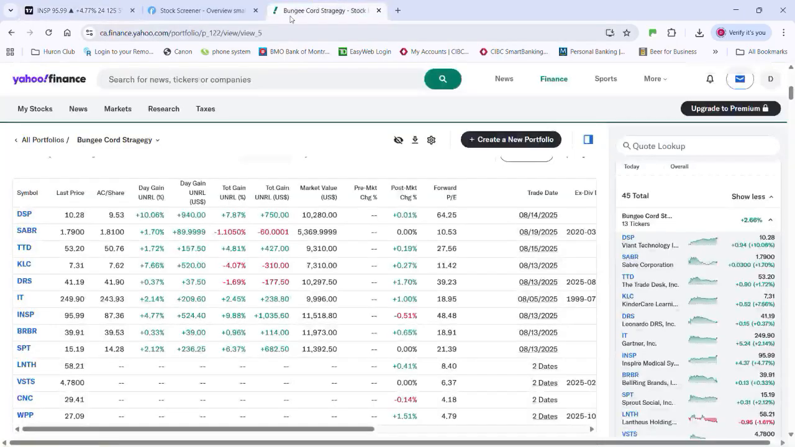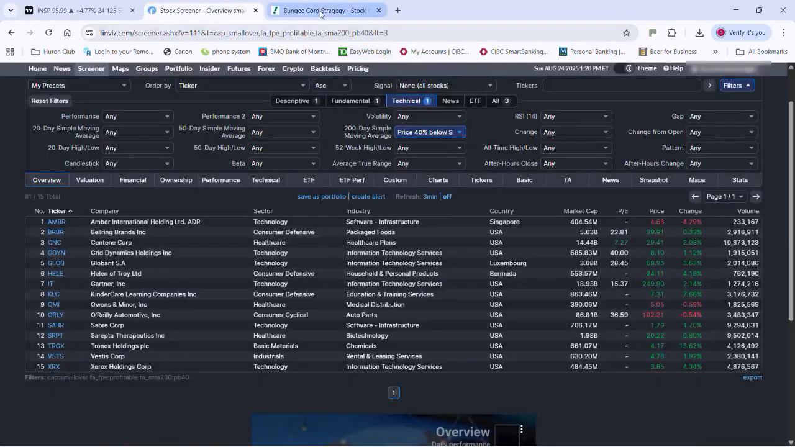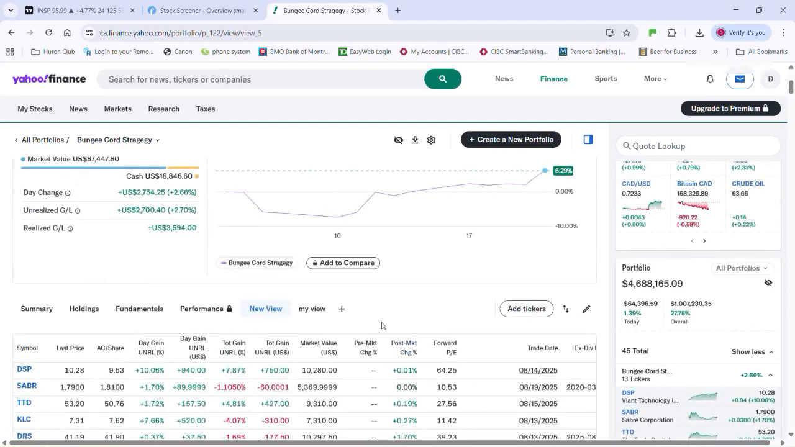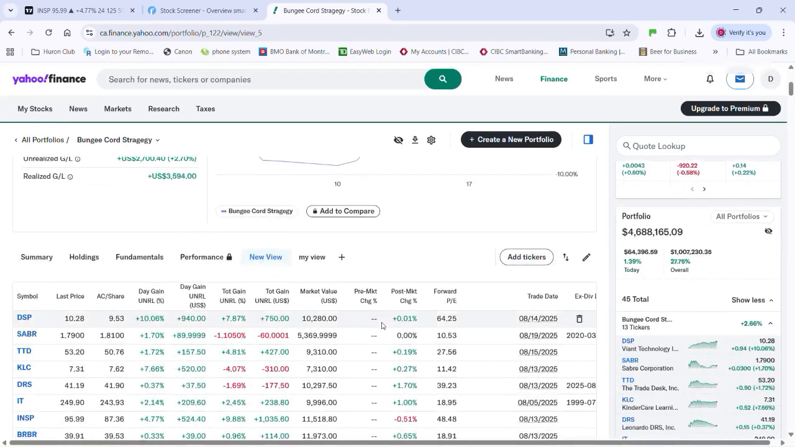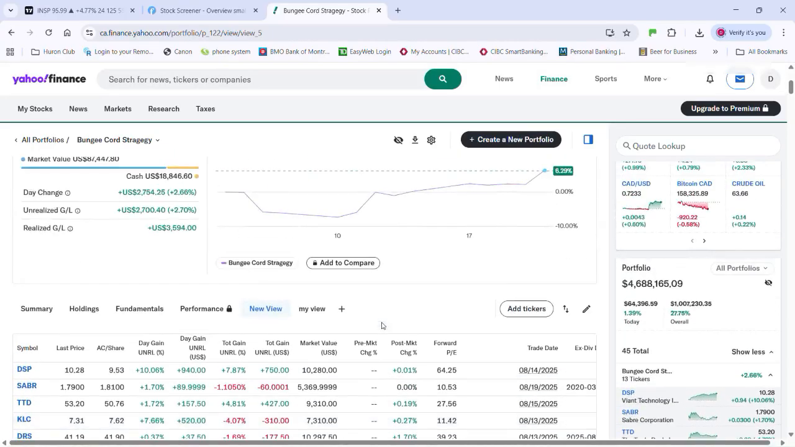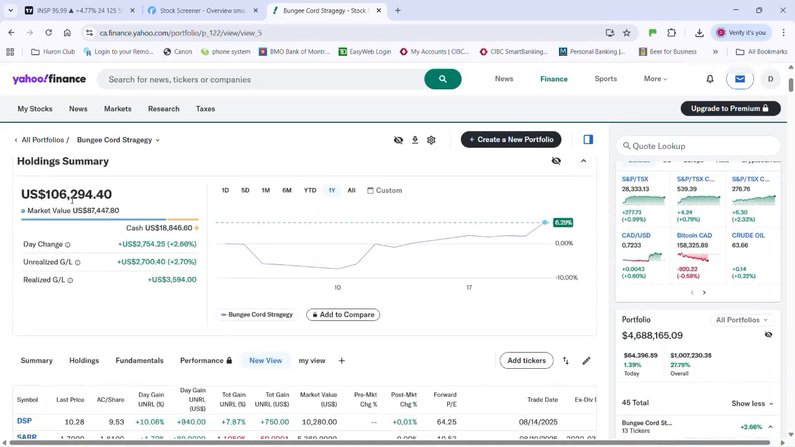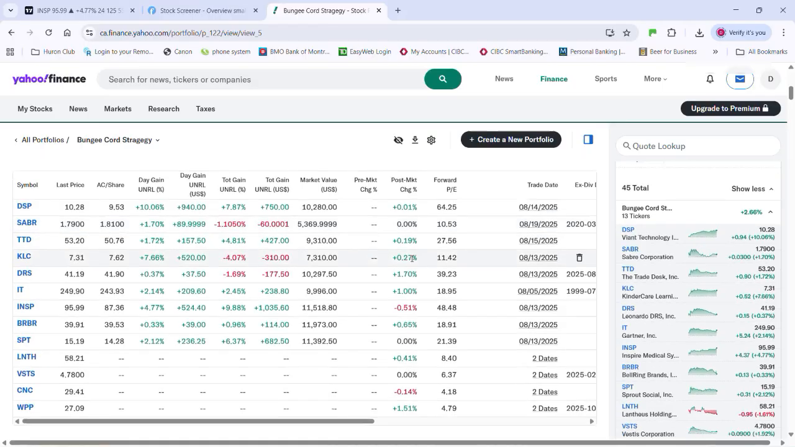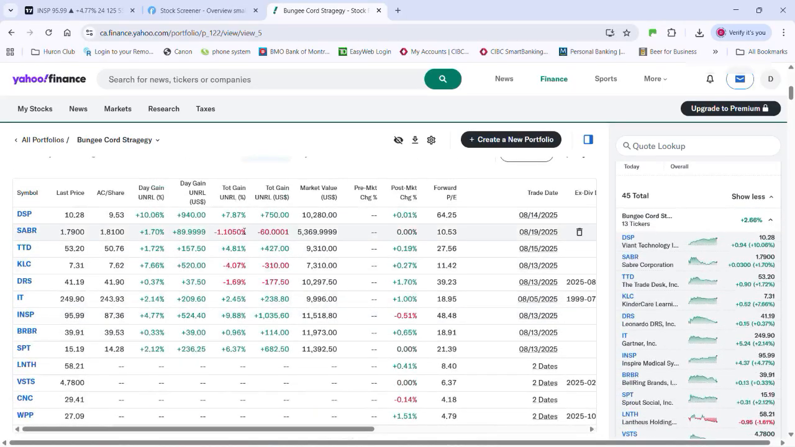But you can see right now, on the 23rd, so in a week and a half, I am up 6.29% on this portfolio. There's not a person in the world that wouldn't take that. But look at my downside: 1%, 4%, 1%. KLC, let's go see why that's down 4%.